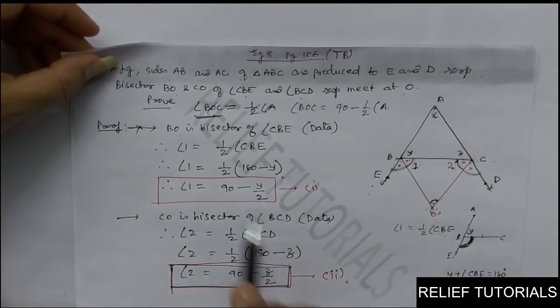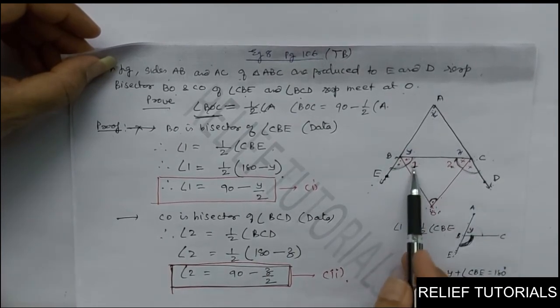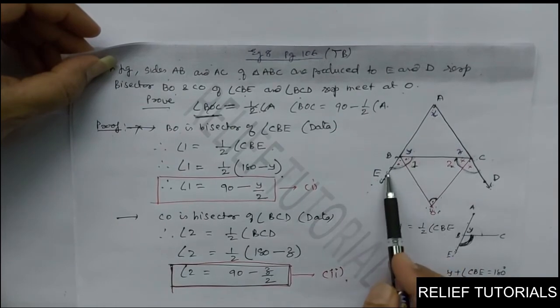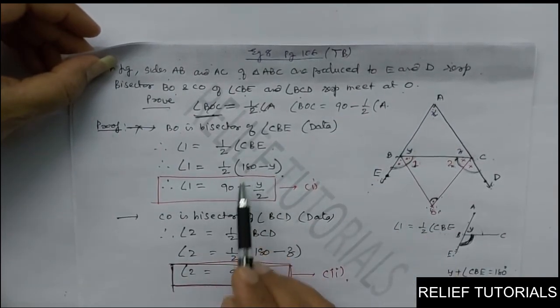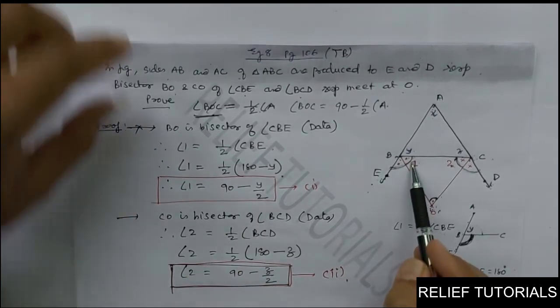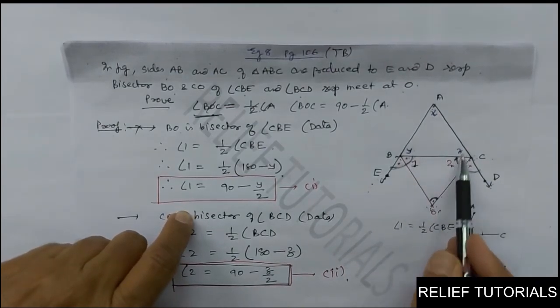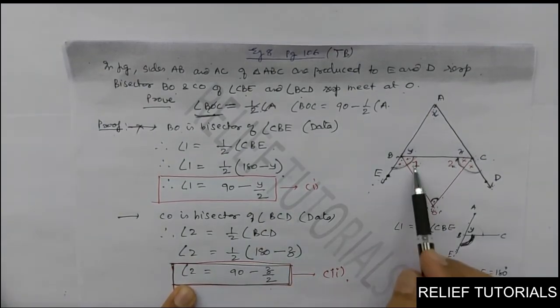Now come back here. We will use the data. BO is the bisector of angle CBE, so 1 is equal to half of CBE. Now CBE is equal to 180 minus y. I open the bracket, half into 180, 90 minus y by 2. So we got angle 1 is equal to 90 minus y by 2. Similarly, angle 2 is equal to 90 minus z by 2. So we got the value of 1 and 2.